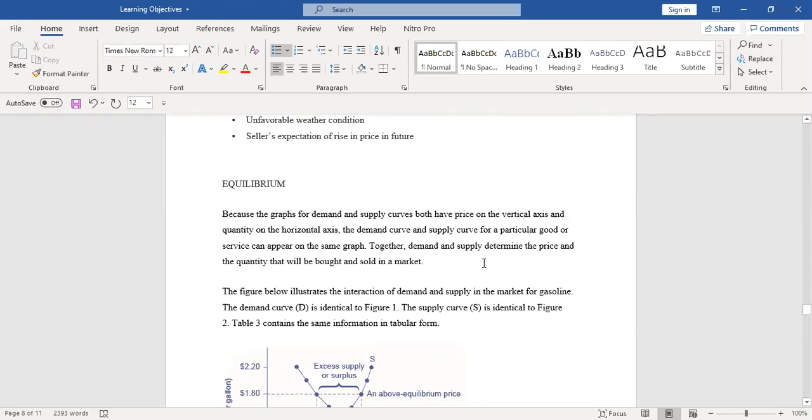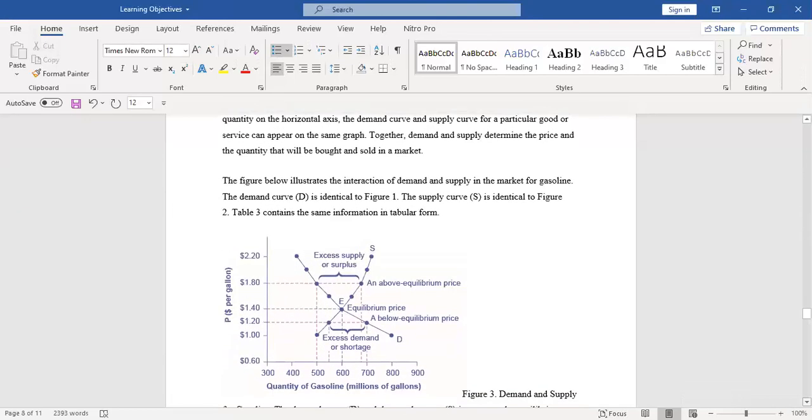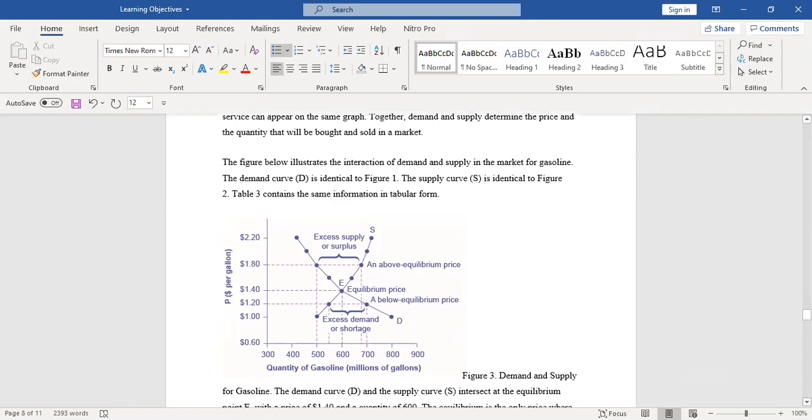Because the graphs for demand and supply curves both have price on the vertical axis and quantity on the horizontal axis, we can now draw them on the same graph, right? The demand curve and supply curve for a particular good or service can appear on the same graph. Together, demand and supply curve determine the price and the quantity that will be bought and sold in the market. The figure below illustrates the interaction of demand and supply in the market for gasoline. I just came up with that idea, right? So the demand curve is labeled D and the supply curve is labeled S. You're all seeing that here, right?